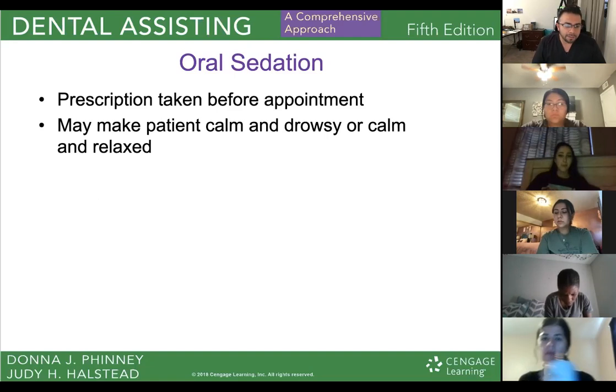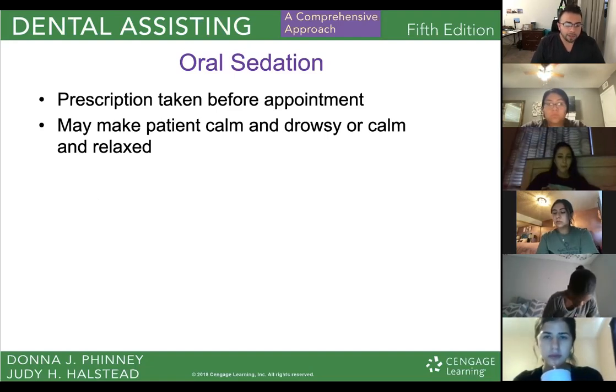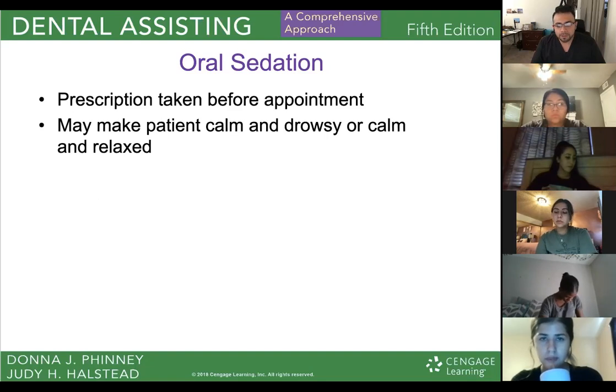Oral sedation is achieved by taking a medication the night before the dental procedure. So this may be prescribed for the patient who is extremely anxious about the procedure to be done. Benzodiazepine is one of the medications that's often used for this type of sedation, which is a hypnotic. And this makes patients calm and drowsy, or an anti-anxiety drug might be used, which makes the patient calm and relaxed.